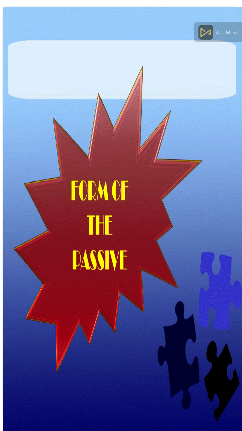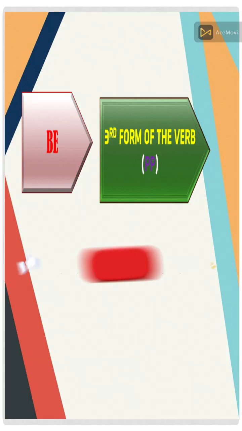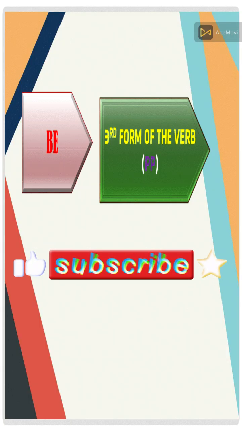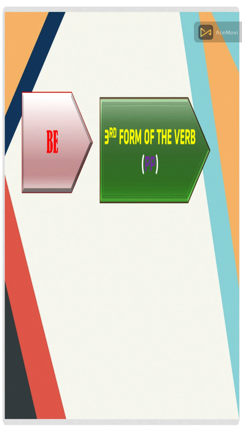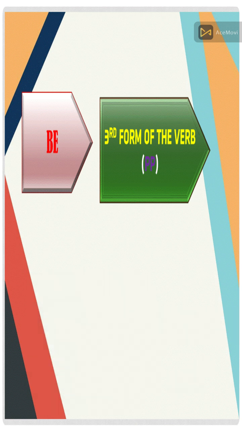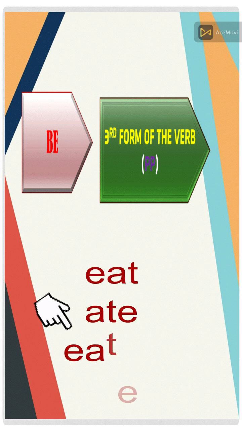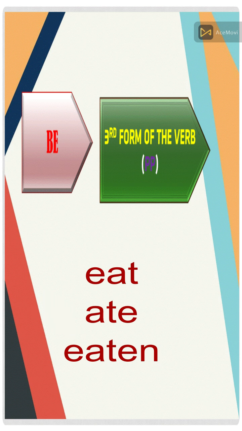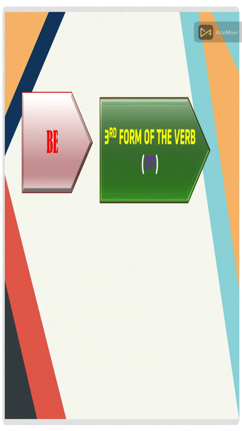Part 1 for this session, form of the passive. How to form active into passive sentence. Here, we need some important parts. Part 1, verb to be. Part 2, the third form of the verb, what we call the past participle of the verb. Okay, from eat, ate, eaten. That's what we need to use. Help, helped, helped. The third one that we need to use. Write, wrote, written. That's what we need to use, written.